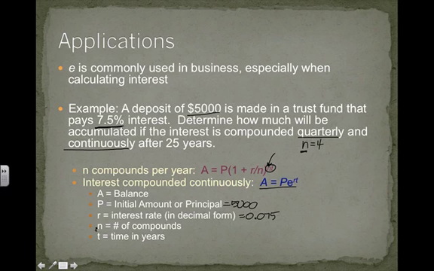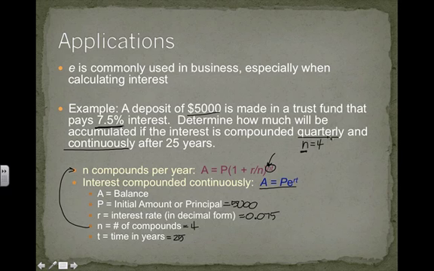N is the number of compounds, and this only pertains to this equation right here. So in this case, we're going to look at our quarterly. So we have 4 compounds per year, and we are going to compound that for 25 years, and that's our T. So those are all of our variables. Now it just becomes simple. We just plug this into our equations, but we have to make sure that we set it up correctly.